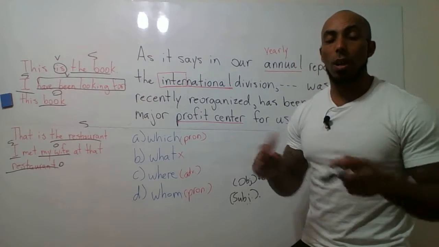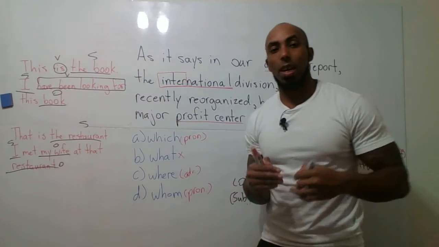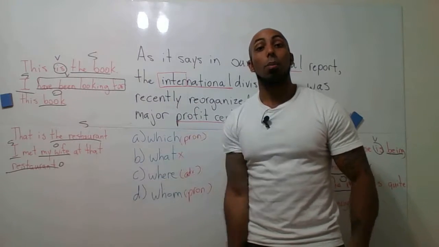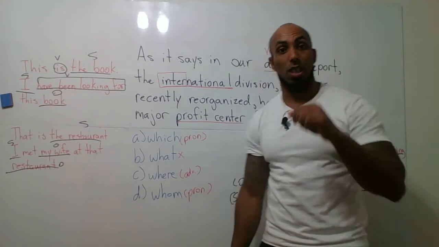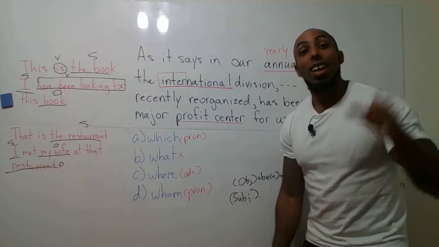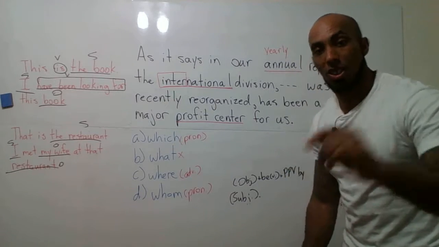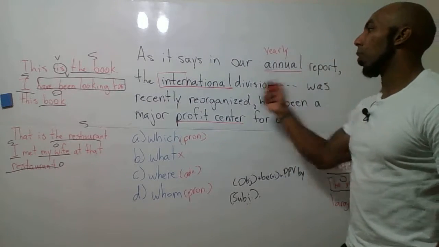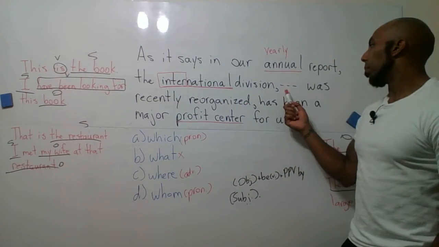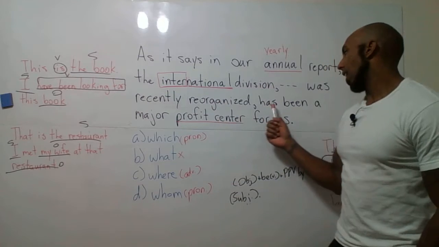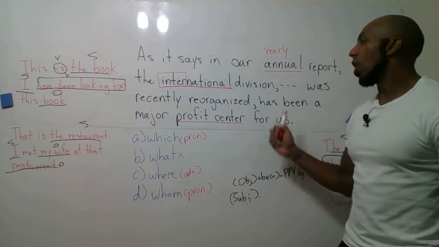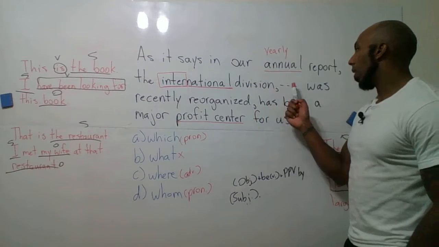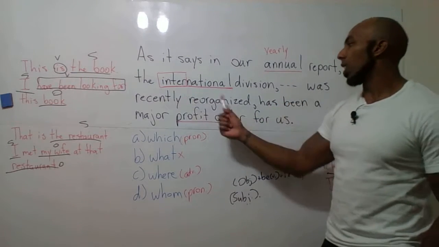Who, you don't care about the object being the same in both. It doesn't matter. It's like this, which or where. But for whom, we need to pay special attention. Anyway, let's get back to our sentence, okay? As it says in our annual report, the International Division blank was recently reorganized, has been a major profit center for us. Okay, so the International Division, comma, was recently reorganized.